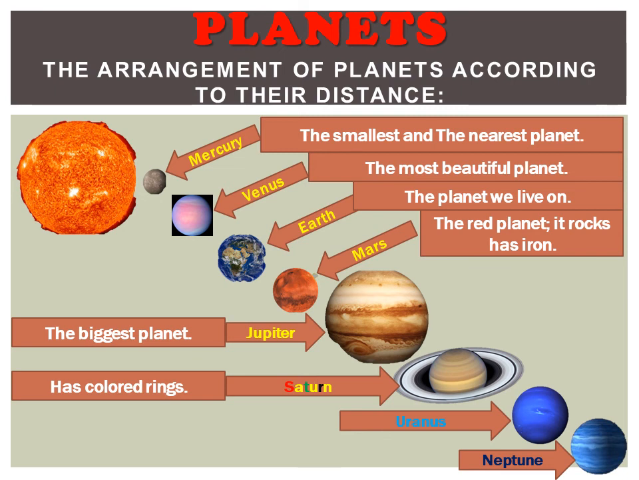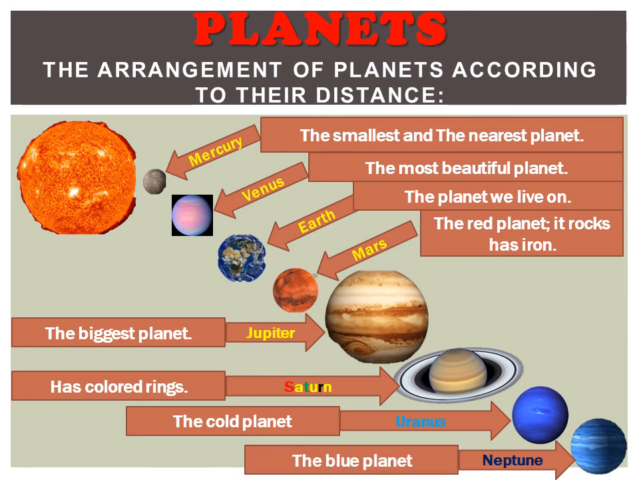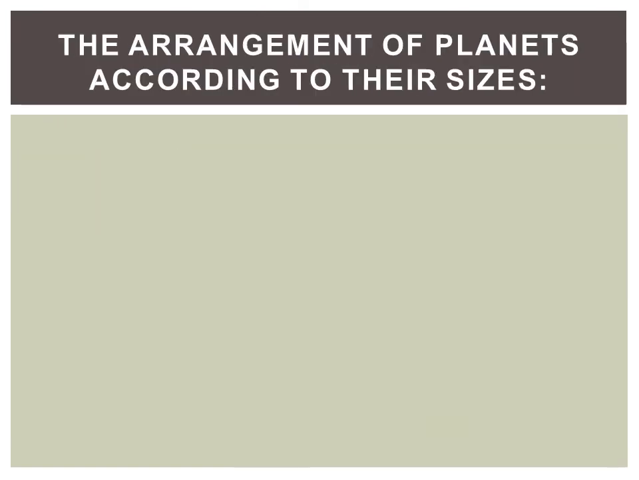Okay, and Uranus, what do you think about Uranus? Is it cold or hot? It's very far away from the sun, so will it be cold or hot? It is a cold planet. And Neptune, what is the color of Neptune? Blue. So it is a blue planet. So we have two colored planets: Mars is red, Neptune is blue. Okay. We have talked about the arrangement of them from their distance.